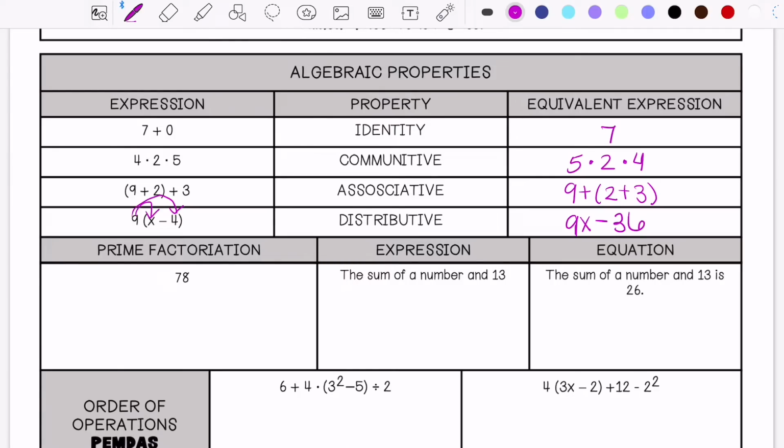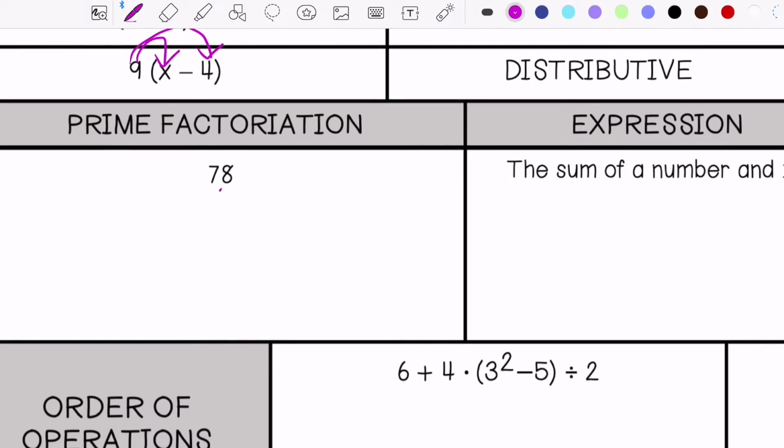All right, prime factorization is where we are going to break down a number into the factors that are prime of that number. So I'm going to think to myself, what times what is 78? I know that 78 is an even number, so I know it can be divided by 2. A prime number is a number that can only be divided by itself and 1, so I can't break this down anymore. That's a prime number. 2 times 39 is 78. Can I break this down anymore? 3 times 13 is 39. I can't break 3 down anymore with a whole number. So my prime factorization is 2 times 3 times 13.